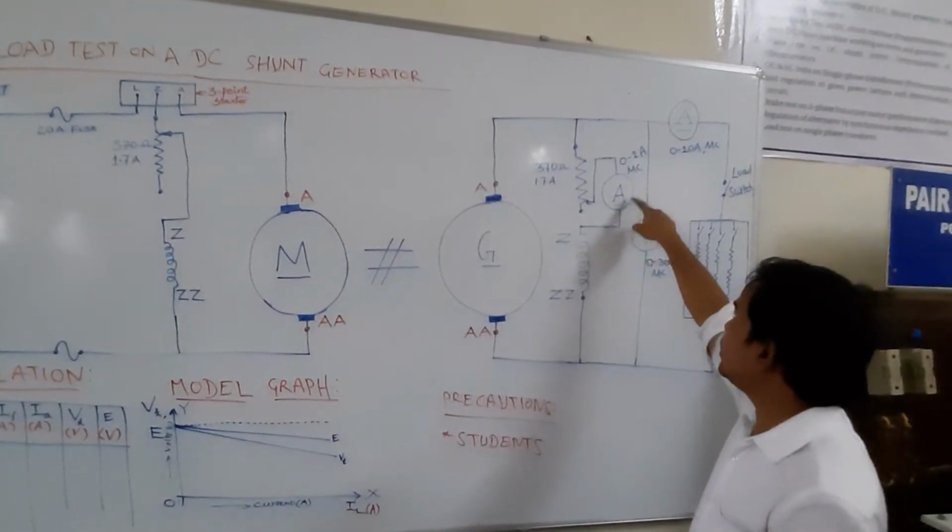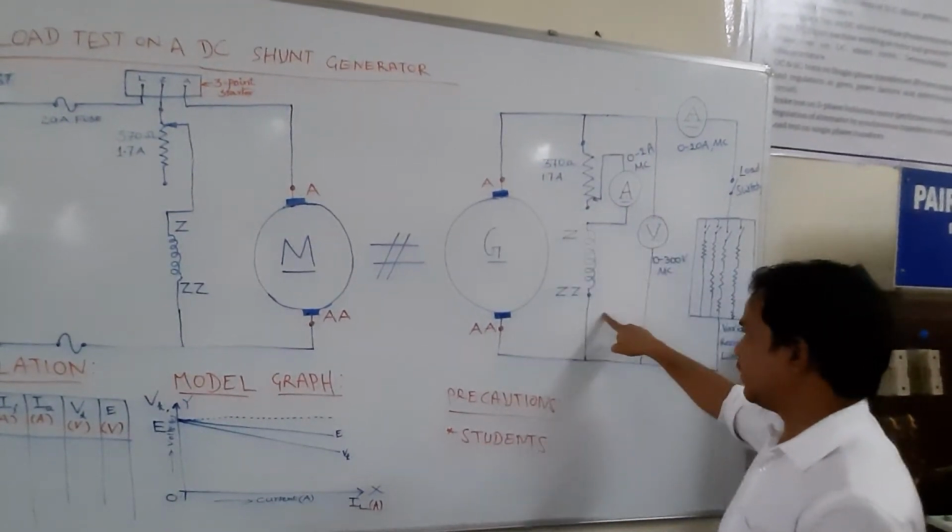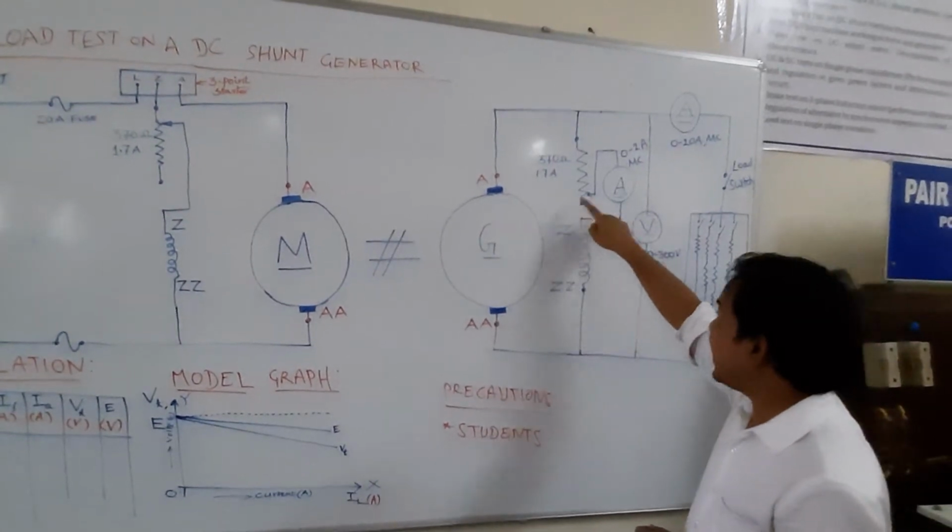Again, what is the rating of this ammeter? 0 to 2 ampere. It is going to read very less current. Okay. Now, so less current is flowing. Now again, now see, generator is there.